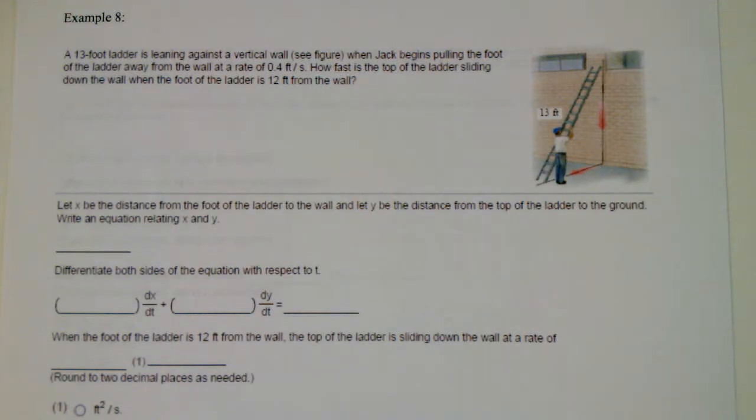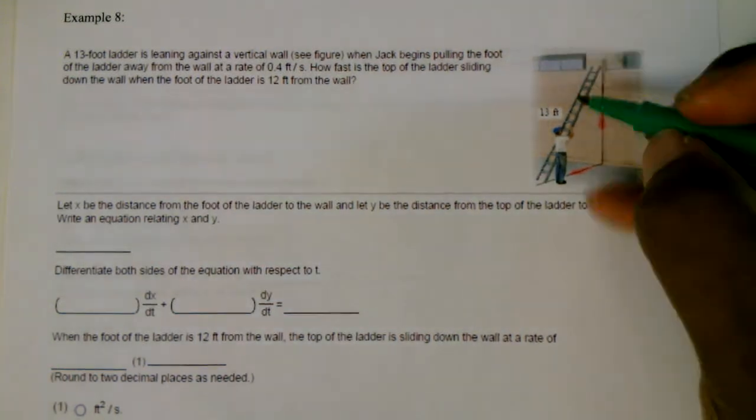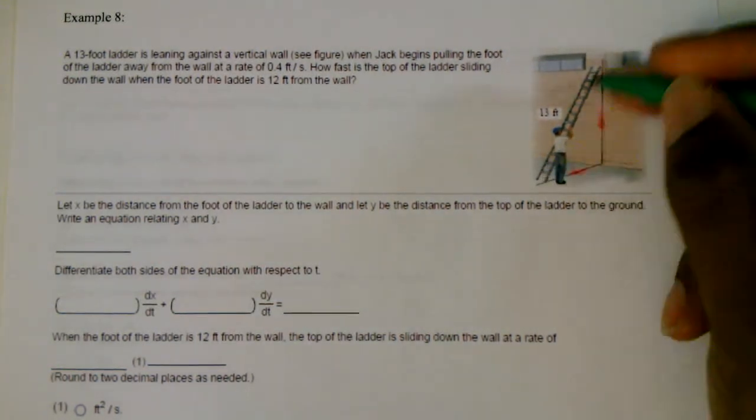Okay, so let's look at what we got here. We're to let x be the distance from the foot of the ladder to the wall, and let y be the distance from the top of the ladder to the ground. And we're going to write an equation relating x and y. So here's the illustration that we have here. The 13-foot ladder is here.